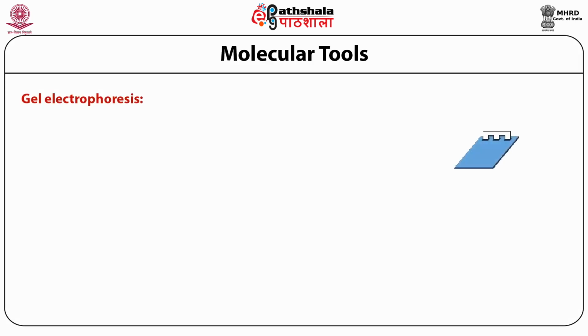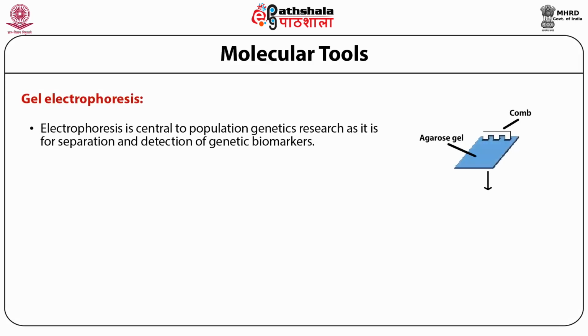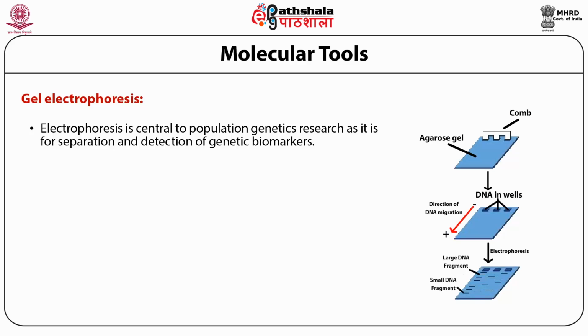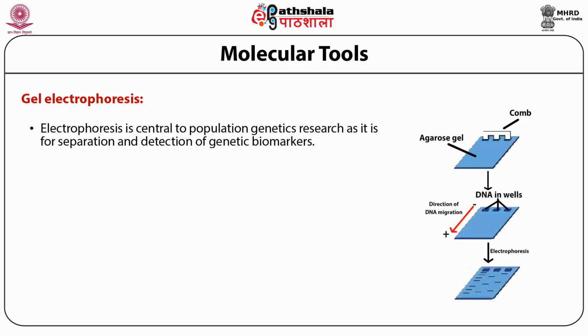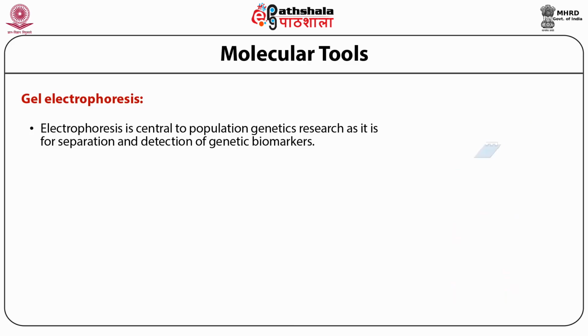Gel electrophoresis. Electrophoresis is central to population genetics research. It is separation and detection of genetic biomarkers. The first experiments of electrophoresis were done by using sucrose gradients to detect digested and ligated DNA molecules. The working principle of the technique is different migration of macromolecules, for example, protein, deoxyribonucleotides, and carbohydrates, on the basis of size and residual electrical charge under the influence of an external electrical field.